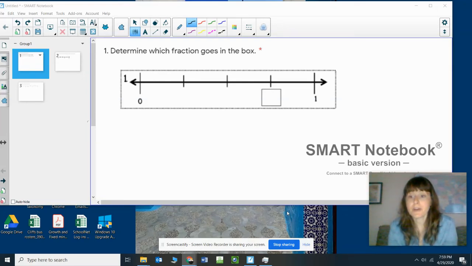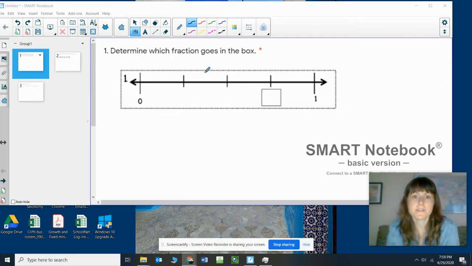We're going to go over a few problems today. Let's go ahead and start with number one. We're going to determine which fraction goes in the box. In order to start the problem, we need to determine what our denominator is. And to do that, we need to count the spaces or the intervals that are between 0 and 1. So count with me, please.